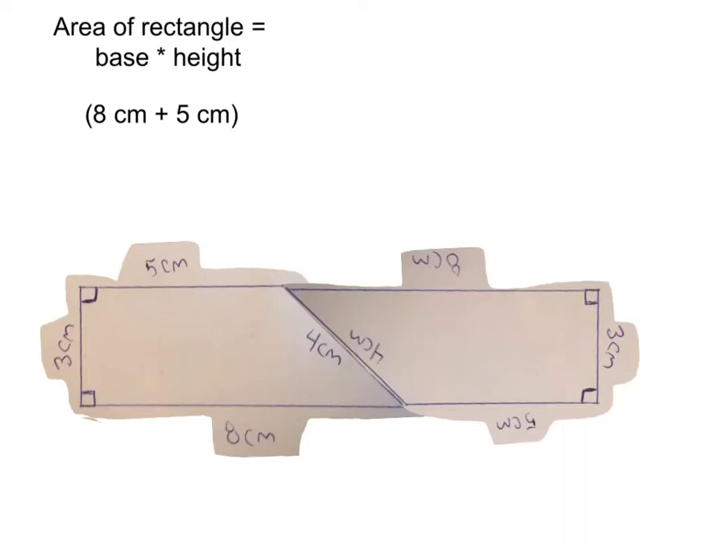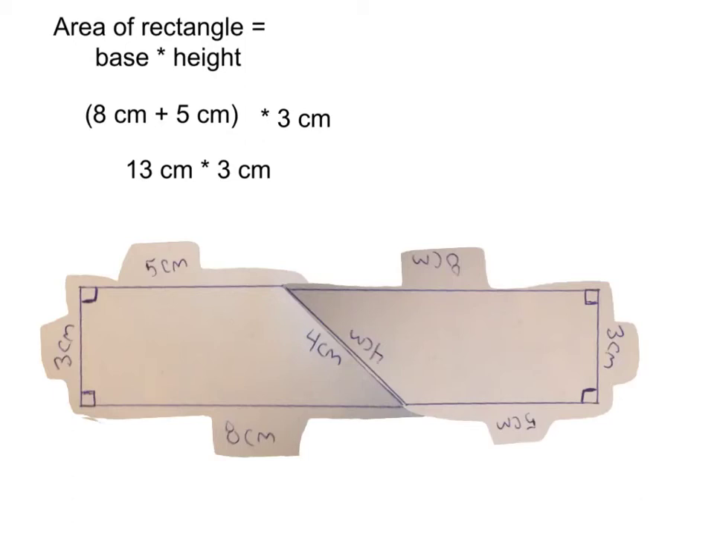Well, what's our base? Our base is just going to be 8 centimeters plus 5 centimeters. And we're going to multiply that by 3 centimeters because 3 centimeters is our height. We need to take 8 centimeters plus 5 centimeters first. 8 centimeters plus 5 centimeters gives us 13 centimeters, and we multiply 13 centimeters by 3 centimeters. And 13 centimeters times 3 centimeters gives us 39 centimeters squared. And that's the area of the rectangle.